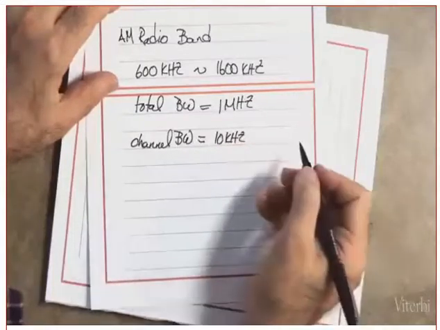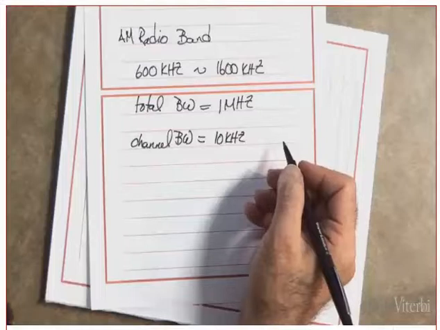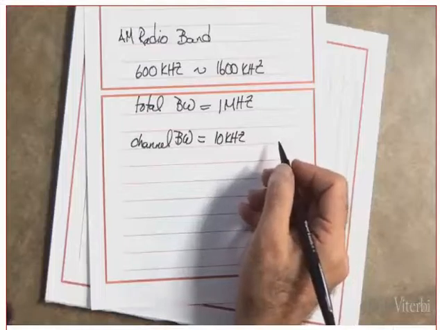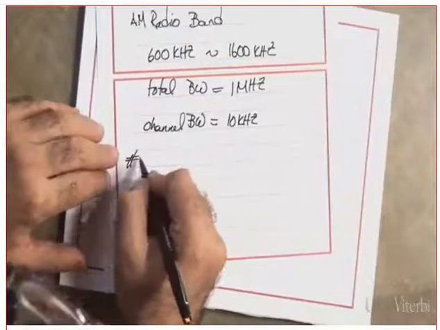When I say channel bandwidth, what does it mean? It means when you tune your radio to a certain channel, what is the next channel? The next channel, you will see that it changed by 10K, which means what is the number of channels?